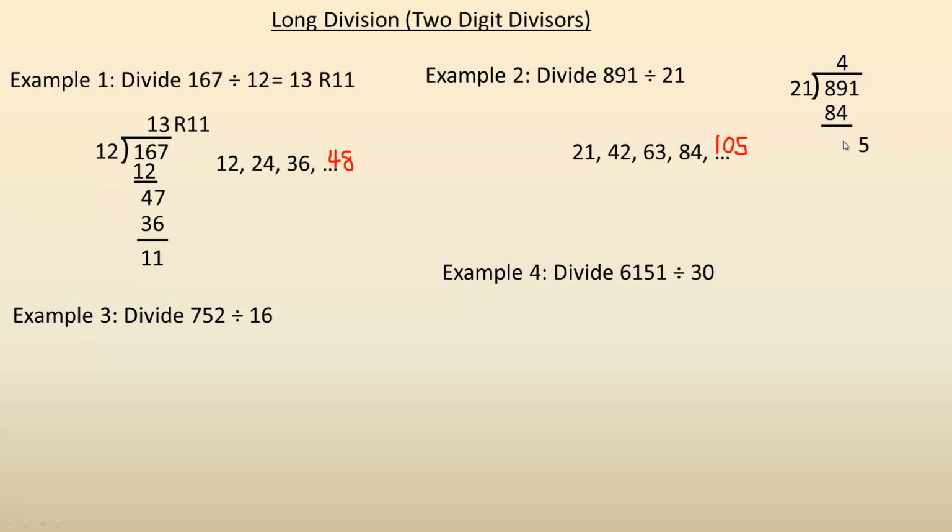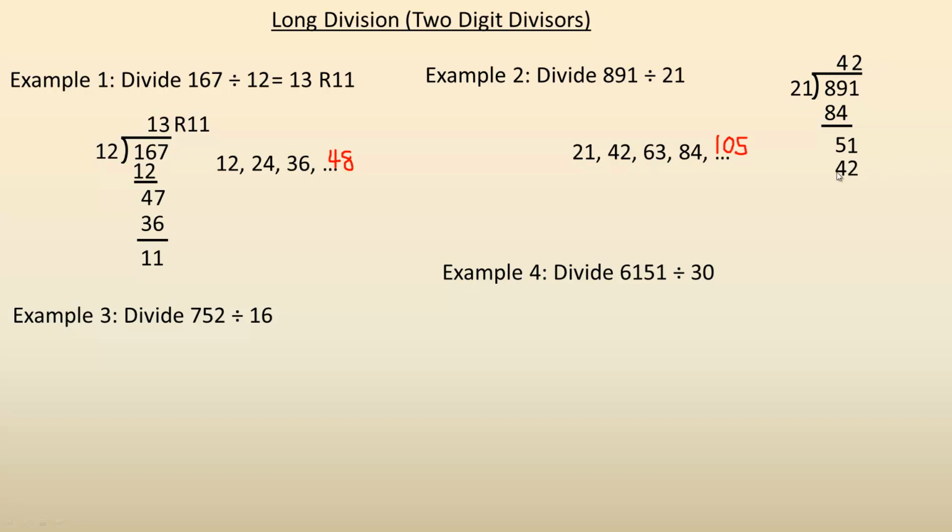9 minus 4 is 5. 8 minus 8 is 0, so we just write the 5. And we bring the 1 down. So how many times does 21 go into 51? Well, 51 is between 42 and 63, so it only goes in 2 times. So we go to the lower multiple, and we put a 2 up here. 2 times 21 is 42.